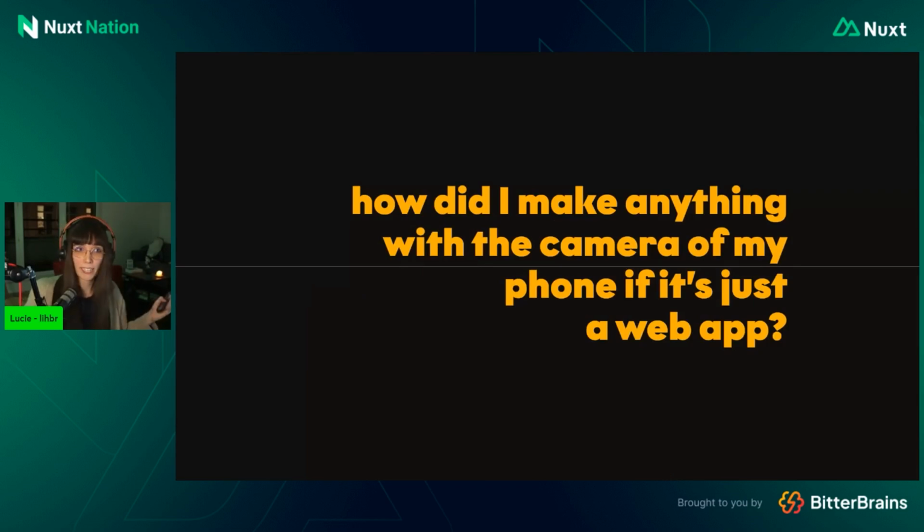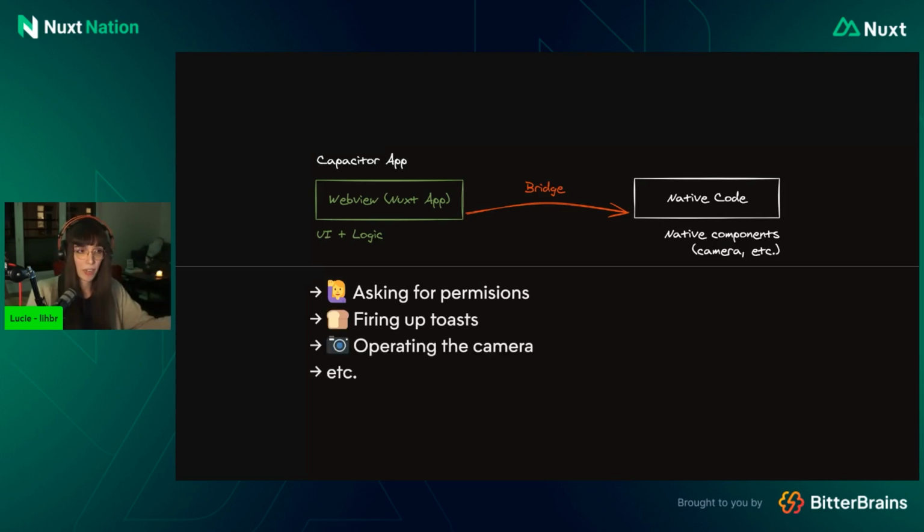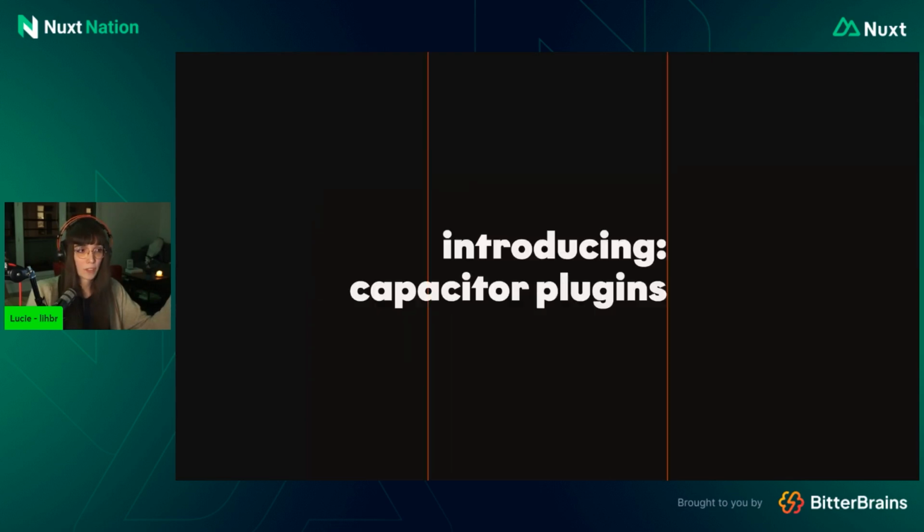And wait, how do I make anything with the camera of my phone if it's just a web app? Well, remember, earlier on, we said that Capacitor has a bridge between the web view and the native code of our phone. And we can leverage that bridge to ask for permissions, to fire up a toast, or to operate the camera. And how do we leverage that bridge? Well, we leverage that bridge through Capacitor plugins.